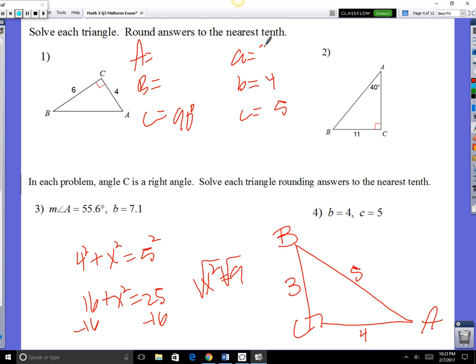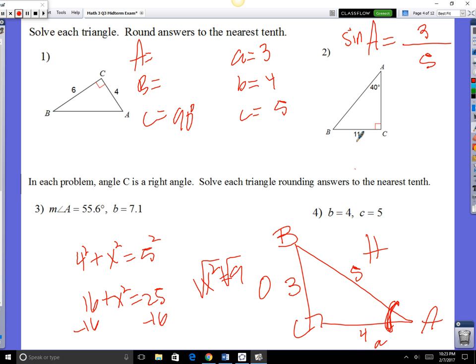So side A is 3. Okay, now mark it up. If I mark it from here, that means this is the hypotenuse, this is the opposite, and this is the adjacent. And because I have all three sides, I can use any of the three trig ratios. So I'm going to use sine. Sine of A equals the fraction opposite over hypotenuse, so the fraction is 3 over 5.